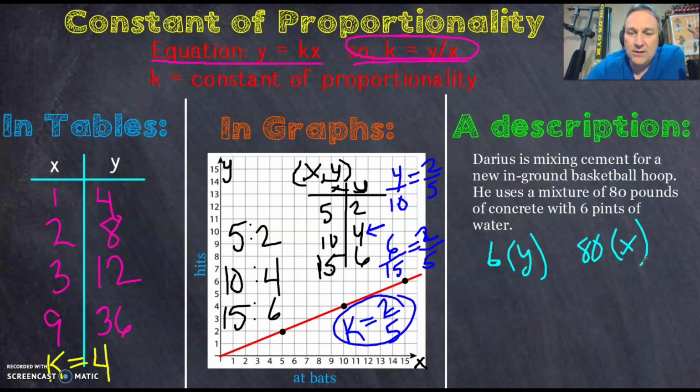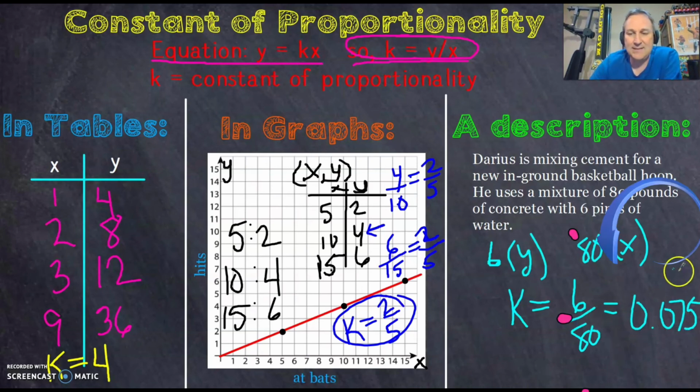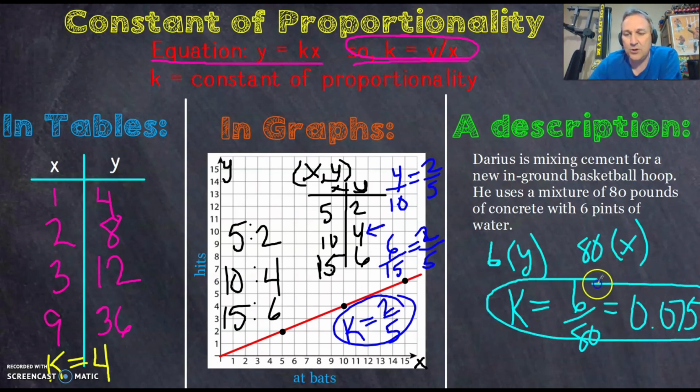And so you're going to go up here and you're going to say, okay, I'm going to use the formula. The constant is y, 6, divided by 80. And then if you take a calculator and you divide that out, you'd get 0.075. So that's it. That's how you find the constant of proportionality.